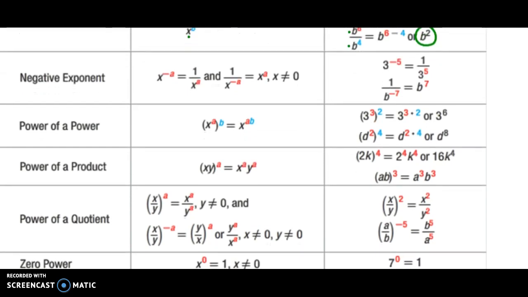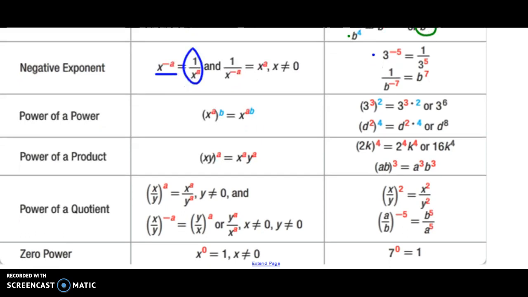Anytime we have a negative exponent, we can rewrite it. So if we have x to the negative a power, we can rewrite it as a fraction, 1 over x to the a power. For example, 3 to the negative 5 is the same as 1 over 3 to the 5th power.